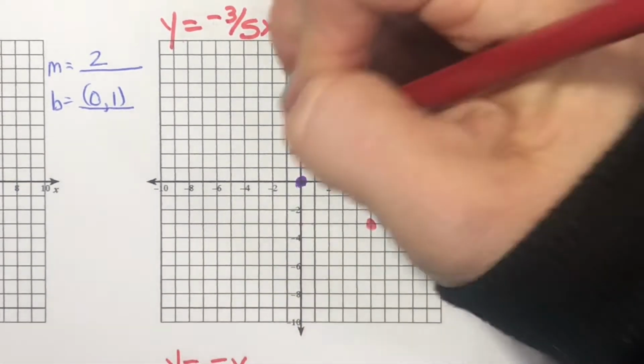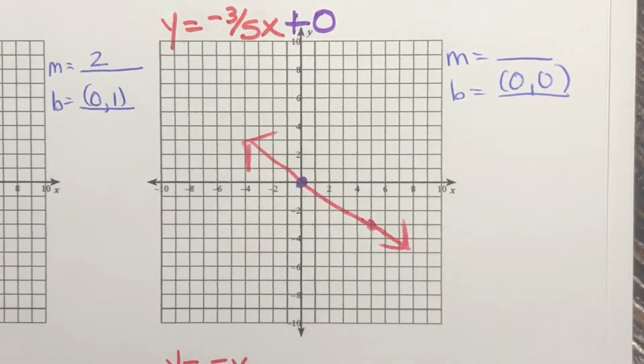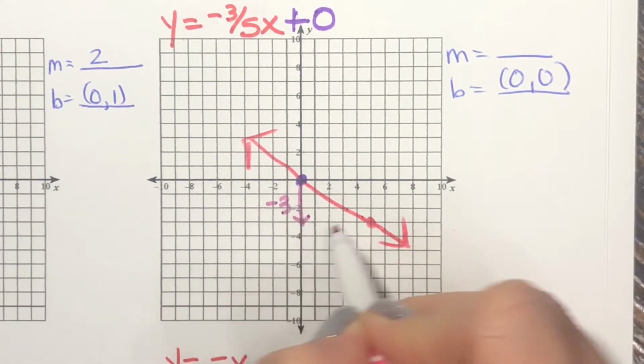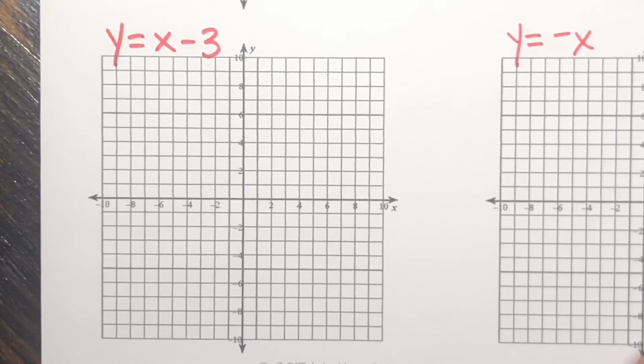You need 2 points to make a line. You got everything you need. Let me just show you where this -3/5 comes from. And that's how you graph that one. Okay? All right, let's take a look at this one.